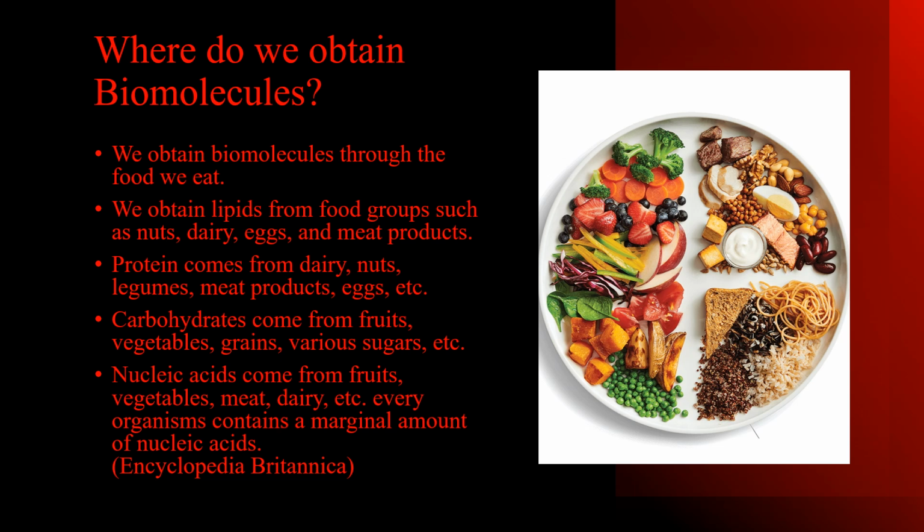Where do we obtain biomolecules? We obtain biomolecules through the food we eat. We obtain lipids through food groups such as nuts, dairy, eggs, and meat products. Protein comes from dairy, nuts, legumes, meat products, eggs, etc. Carbohydrates come from fruits, vegetables, grains, and various sugars. Nucleic acids come from fruits, vegetables, dairy, etc. Every organism contains a marginal amount of nucleic acids.